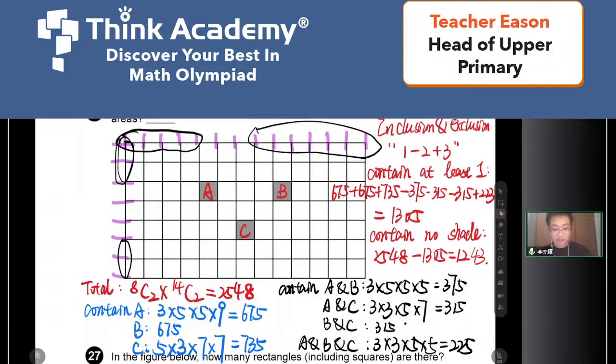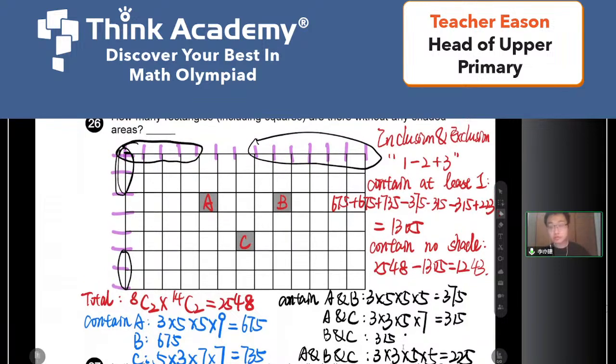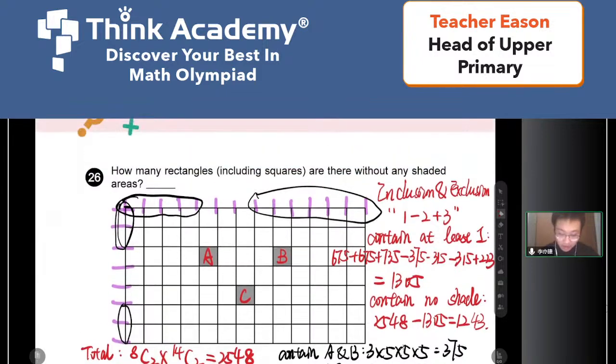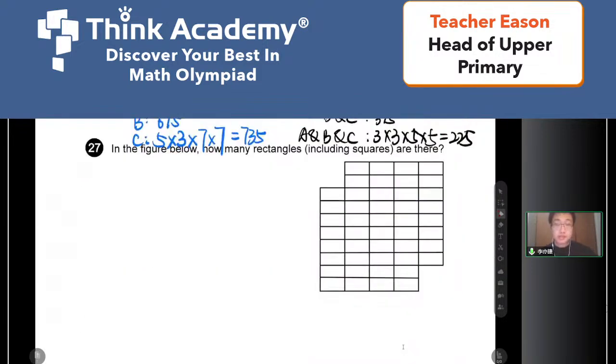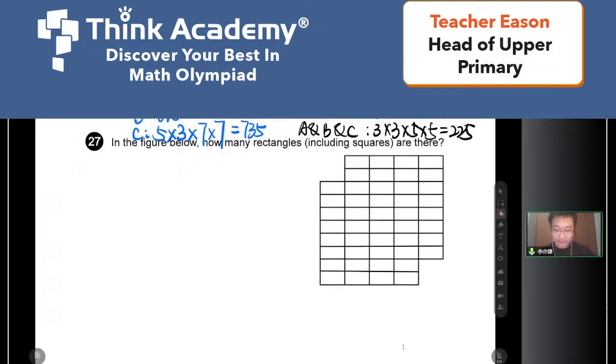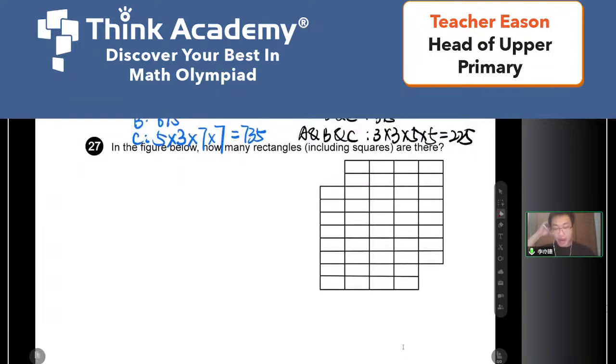Okay, this is last year's RMO round 2. And a similar question, this is a small question. So it's quite similar. We want to calculate how many rectangles there are in this picture. So it looks very clear that it's the large rectangle with 2 corners removed. So it's a similar logic.